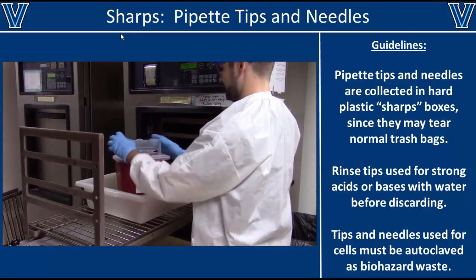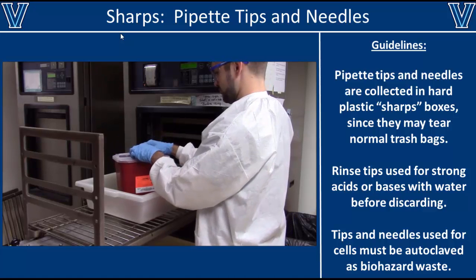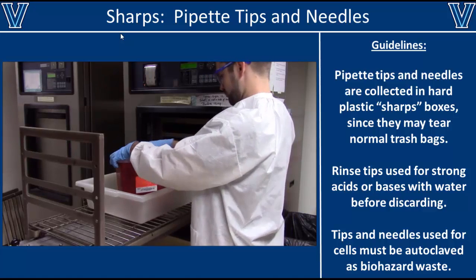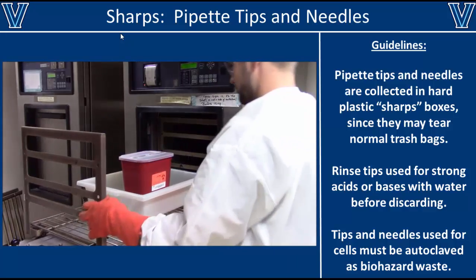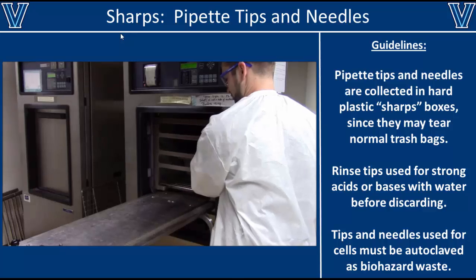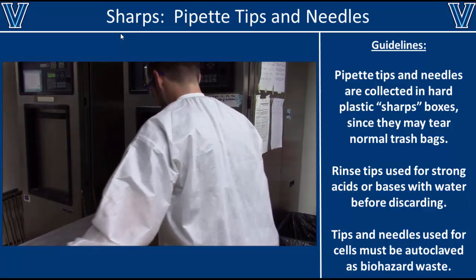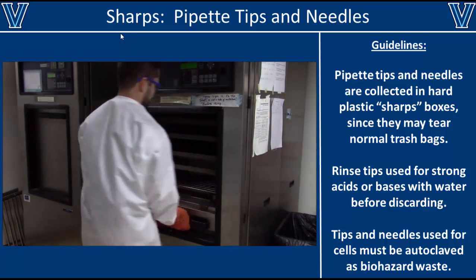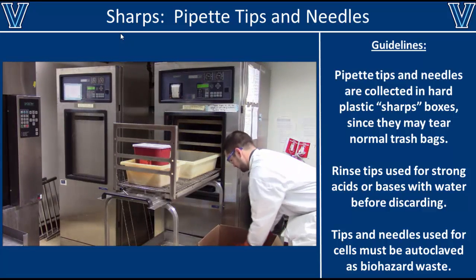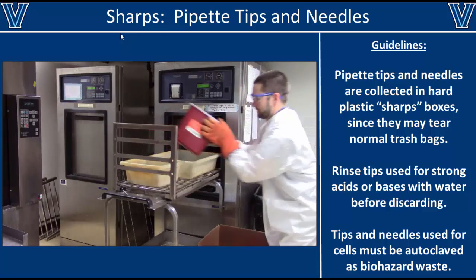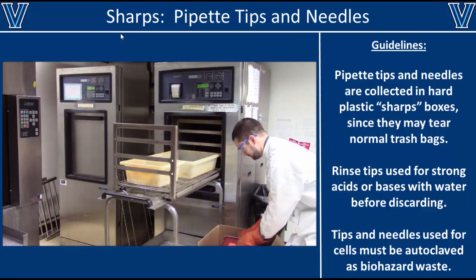If your pipette tips or needles are exposed to cells or any other biohazardous wastes, they must be sterilized before we can dispose of them. The best way to sterilize a sharps box is to autoclave it along with other biohazardous waste at 121 degrees C for 30 minutes. Once your sharps box has been sterilized in the autoclave, it can be disposed of with all the other biohazardous waste.